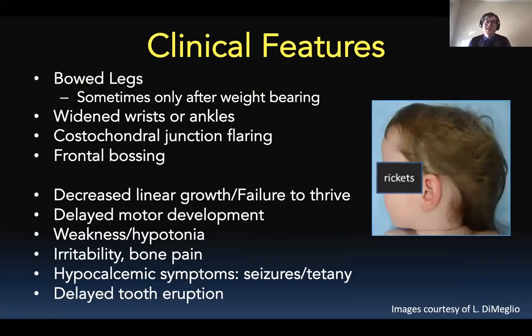The clinical features that we see, most classically we expect bowed legs, but sometimes these only happen after weight bearing starts. You can have widening of the wrists or ankles, flaring of the costochondral junction, as we showed earlier, frontal bossing, as this picture indicates, as well as decreases in linear growth, delays in motor development, sometimes weakness and irritability or bone pain. Some forms of Rickets can cause hypocalcemia, and in those settings, the symptoms could be severe.